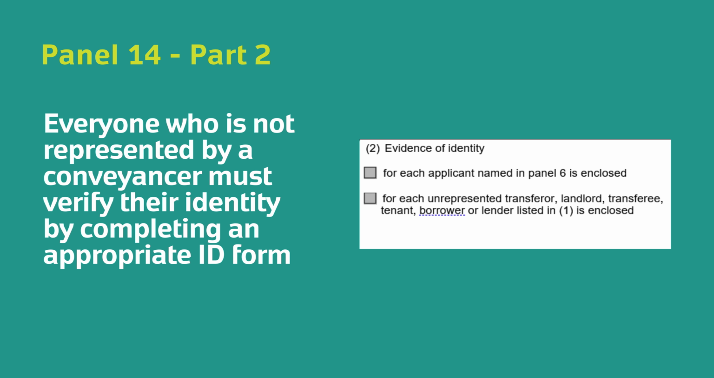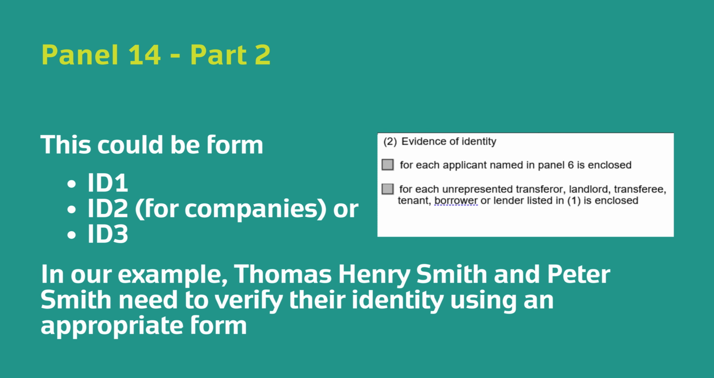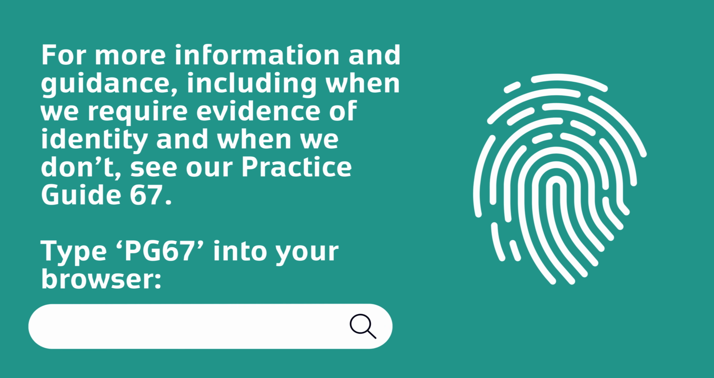Everyone mentioned in this form who is not represented by a solicitor must verify their identity by completing an appropriate ID form. This could be form ID1, ID2 or ID3. In our example, Thomas Henry Smith and Peter Smith need to verify their identity using an appropriate form. More information and guidance, including when we require evidence of identity and any exceptions to the rules, can be found in Practice Guide 67. Simply type PG67 into your browser.